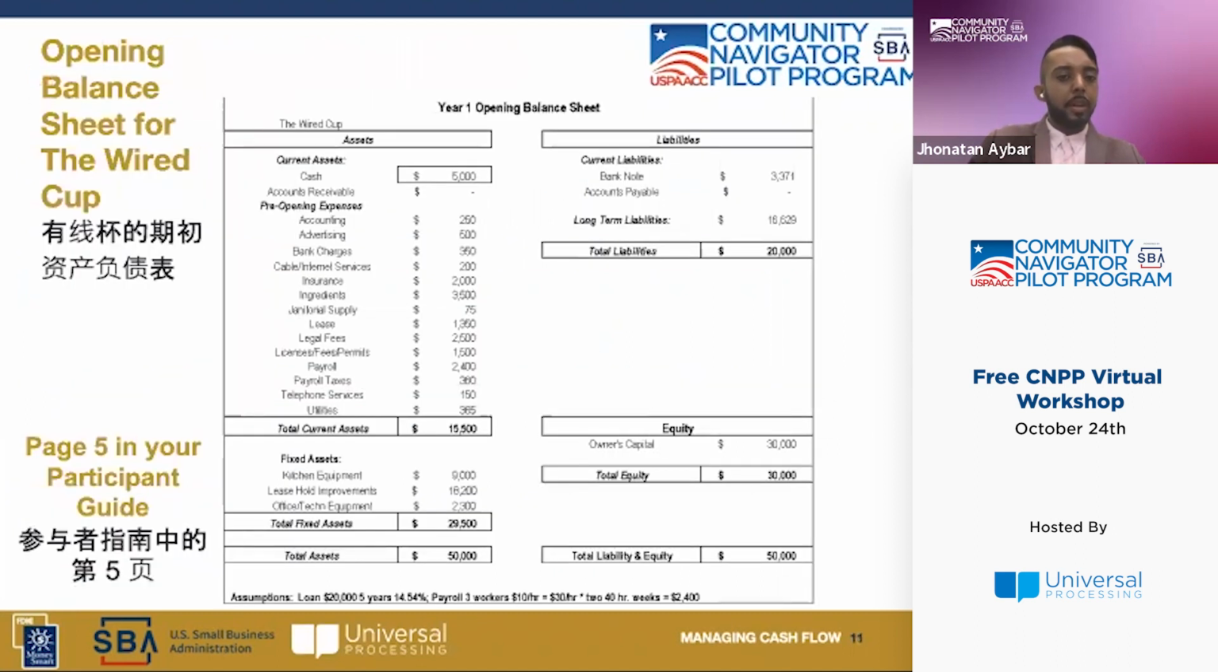So returning to the balance sheet, and please turn to page number 6 in your participant guide. If you just joined the webinar, you can find the link to the participant guide on the meeting chat. And please turn to that page so that we can continue to review. So back to the opening balance sheet.